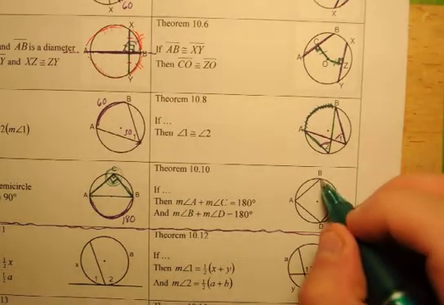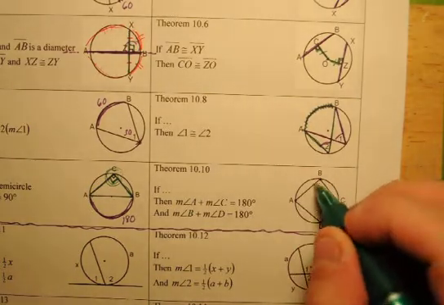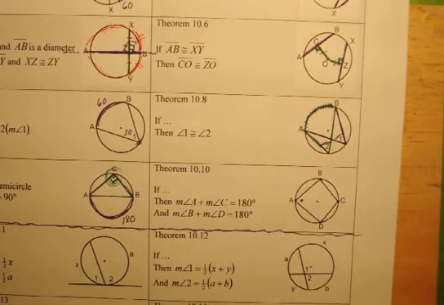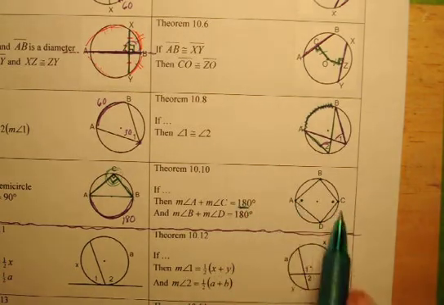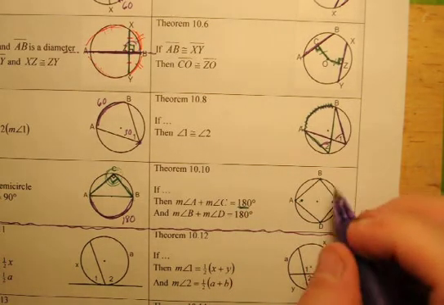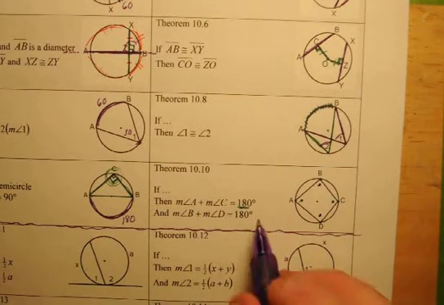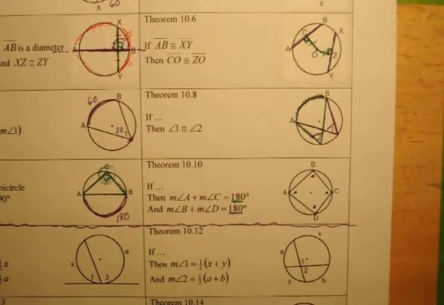And the last theorem of this section, feel free to rewind and re-listen to all these. It says that if you've got a quadrilateral inscribed in a circle, it turns out that this angle here and this angle here add up to 180. So A and C add up to 180, and B and D add up to 180. Alright, so those are all the theorems.